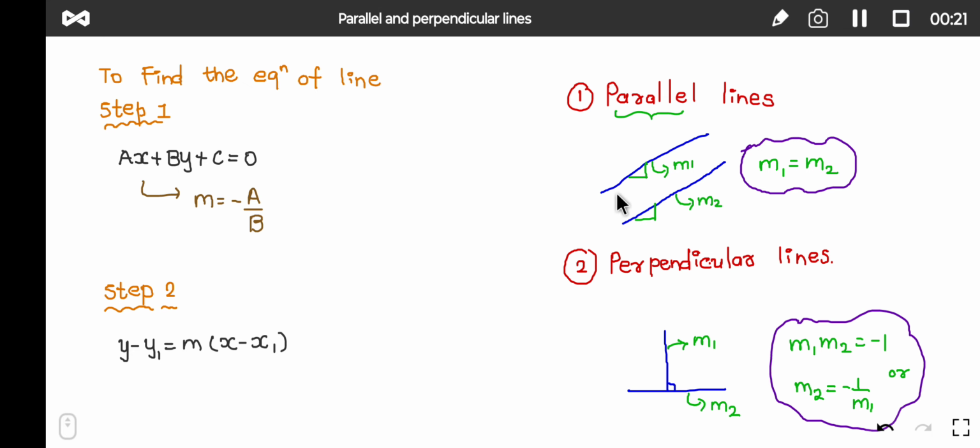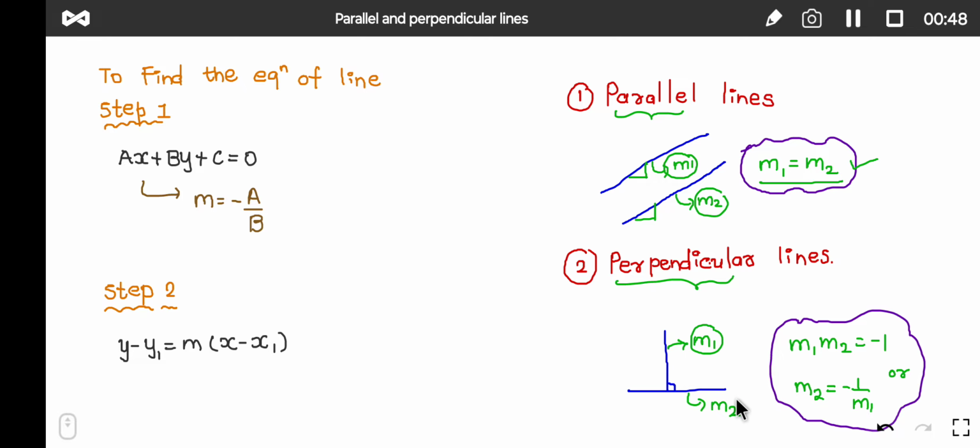When the lines are parallel, the slope of both lines must be the same. Let's say the slope of the first line is m1 and the slope of the second line is m2. If the lines are parallel, m1 is equal to m2. If the lines are perpendicular, 90 degrees, then the relation between their slopes is m1 times m2 is equal to -1, or m2 is equal to -1 by m1.